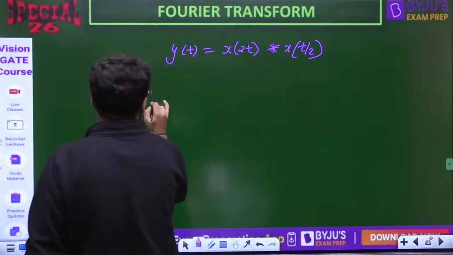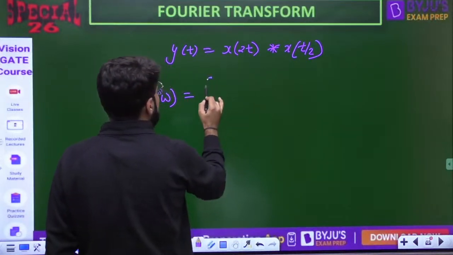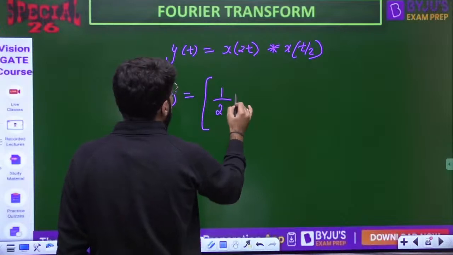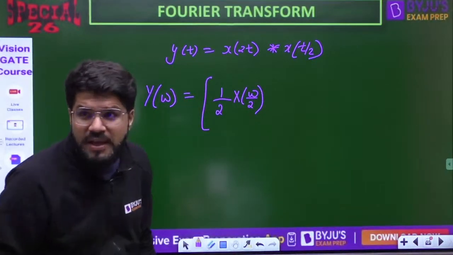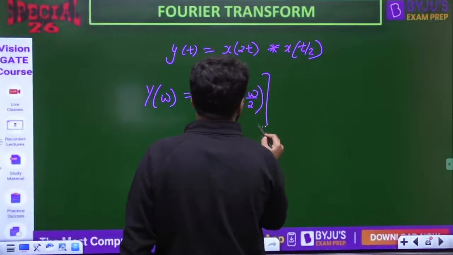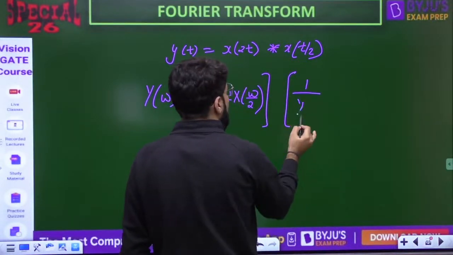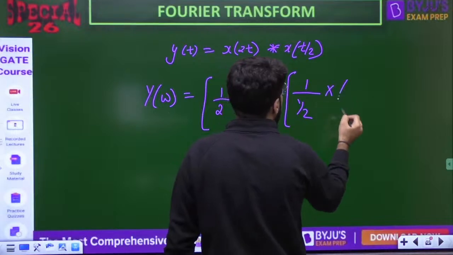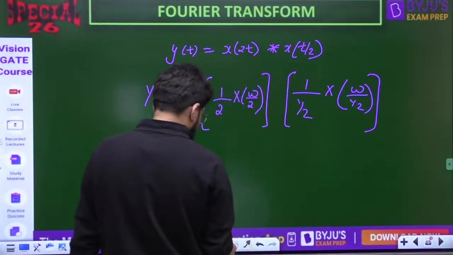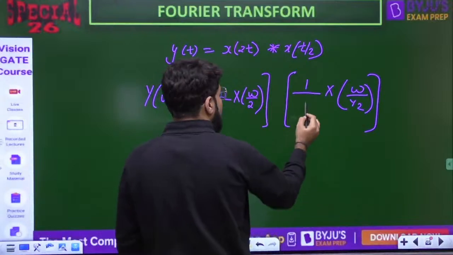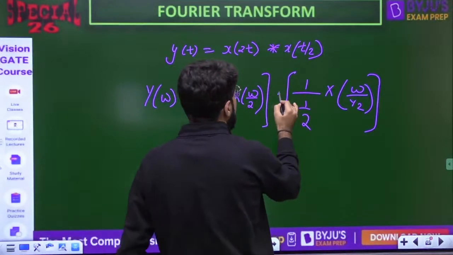So what is going to be Y(ω)? First of all, write it down in terms of X. x(2t) Fourier transform, by time scaling, is 1/2 X(ω/2), that is 1/|a| X(ω/a). What is the Fourier transform for x(t/2)? 1 upon half, 1/|a| X(ω/a), so X of ω/a.